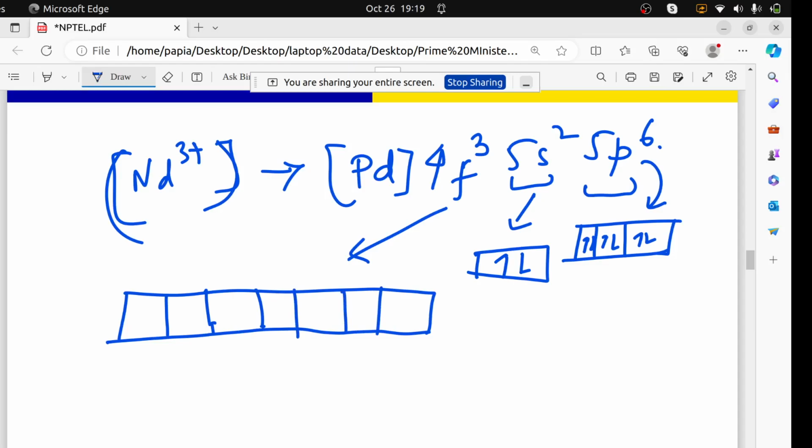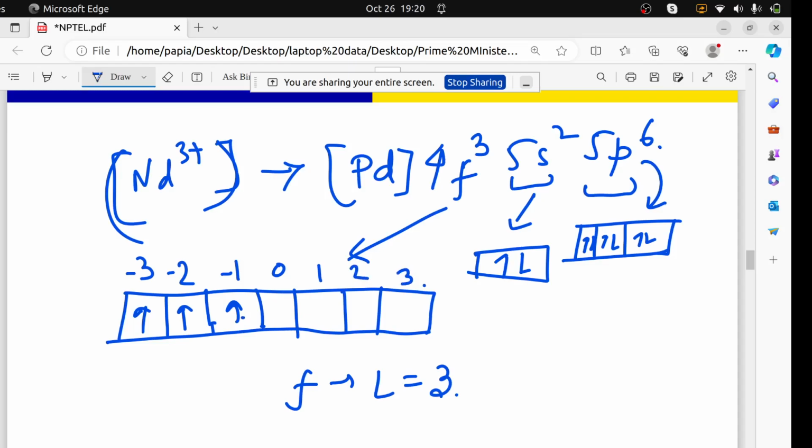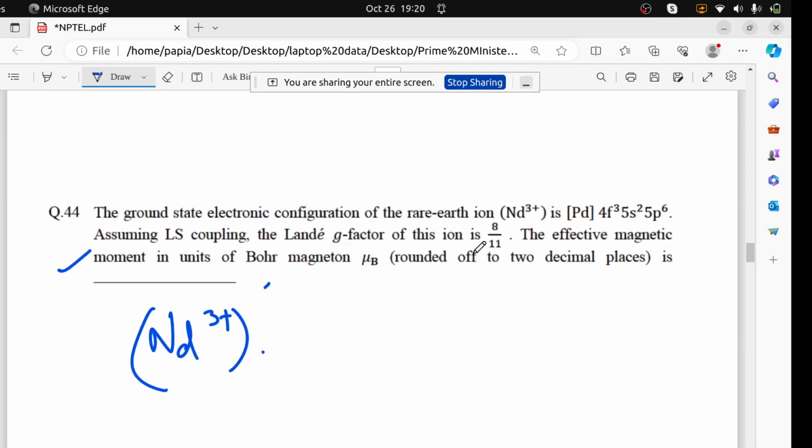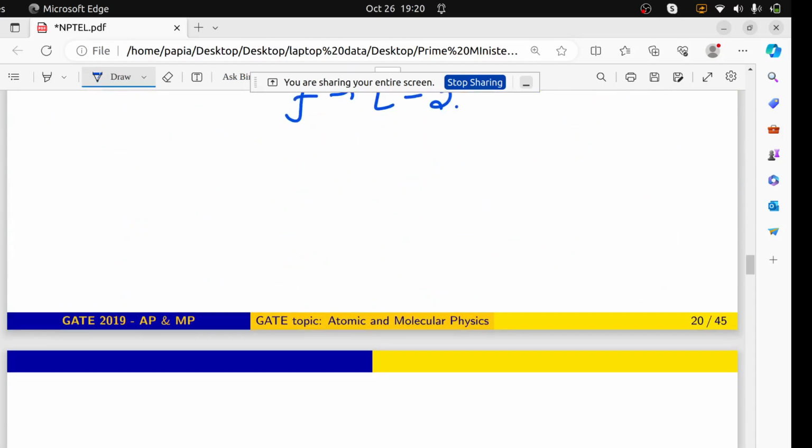Among these 7, only 3 are filled. So how will it fill? Obviously due to Hund's rule, 1, 2, 3, like that. F means our L is 3, and you know that the values are -3, -2, -1, 0, 1, 2, 3. So our L is 3, from that notation I can get. Also I can get one thing, that it is already given here that the Landé g factor of this ion is 8/11.